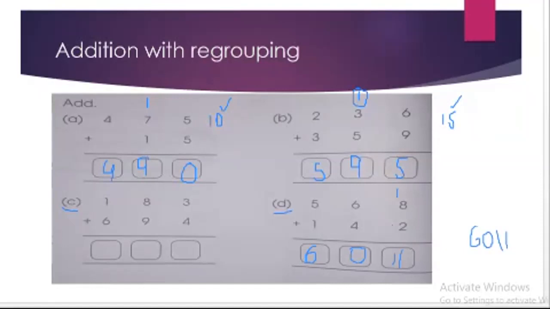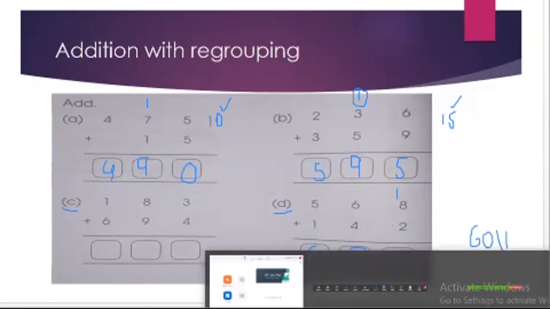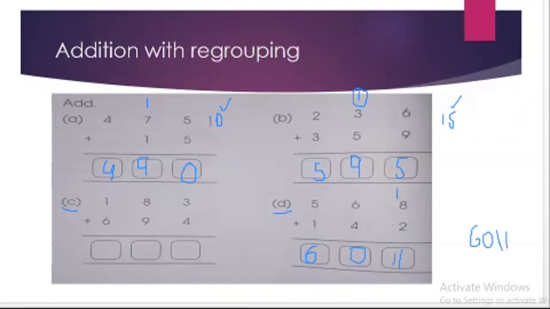Now I'm just pointing out the mistakes that you guys make. So let me just erase, and now I'm going to solve it from the ones side. 8 and 2 makes 10, so I'm going to write 0 over here, and 1 will be the carry. 6 and 4 makes 10, and when we add 1 to it, the answer is 11. So I'm going to write 1 over here, and 1 will be the carry.